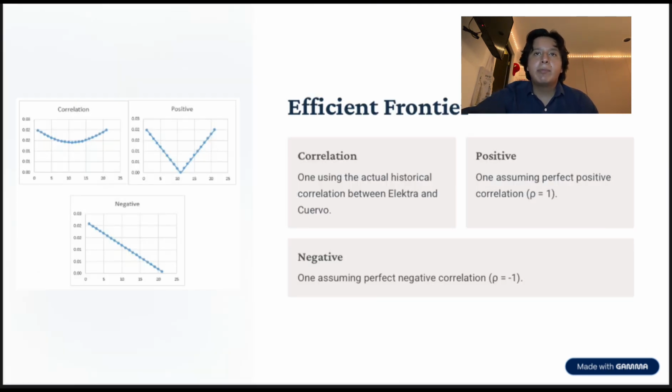Well, with this information, we could start creating our efficient frontier. In this case, we had three different ones. The first one is using the correlation. The second one uses the positive, where we change the correlation to 1, and the negative, where we change it to -1, so we can see how it affects our efficient frontier.